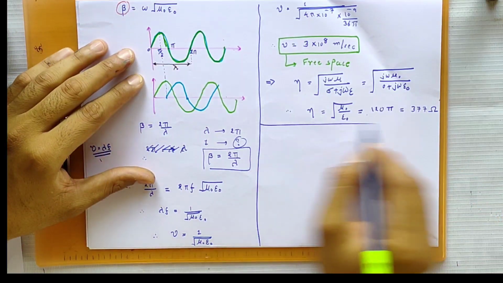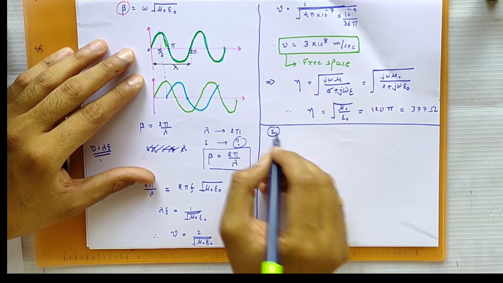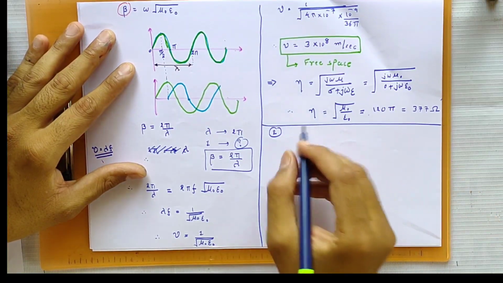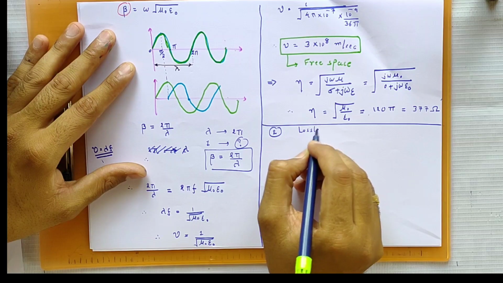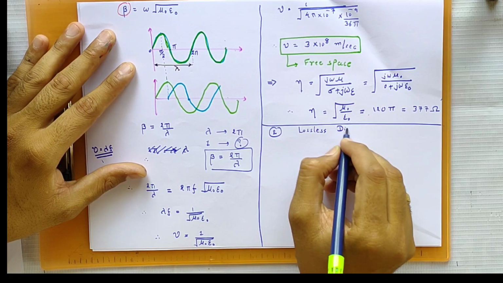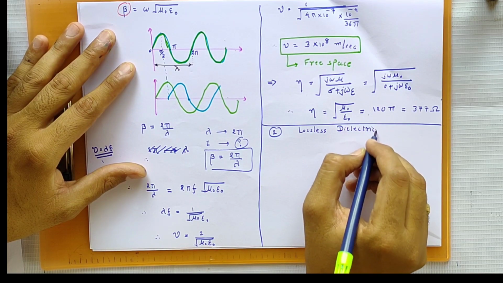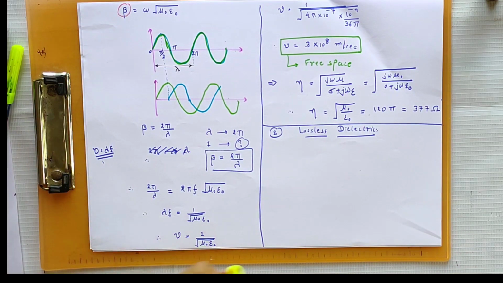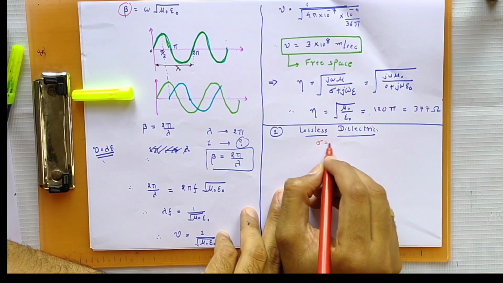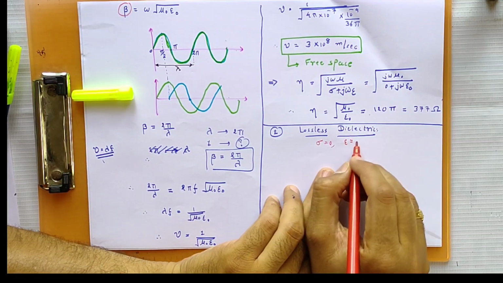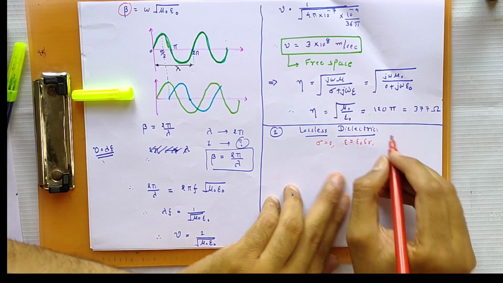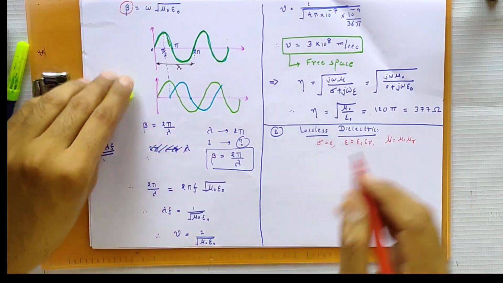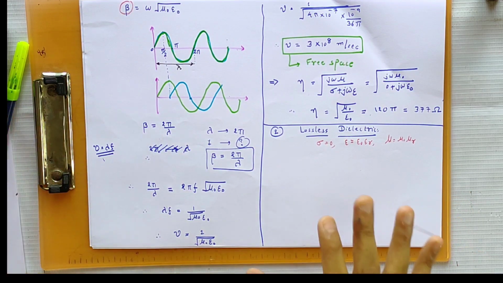Number 2, second question: explain electromagnetic wave propagation in lossless dielectric material. What are the properties of a lossless dielectric material? Conductivity is 0, epsilon is epsilon 0 epsilon r, mu is equal to mu 0 mu r. Now there is no need to prove all those things. I will just directly write.